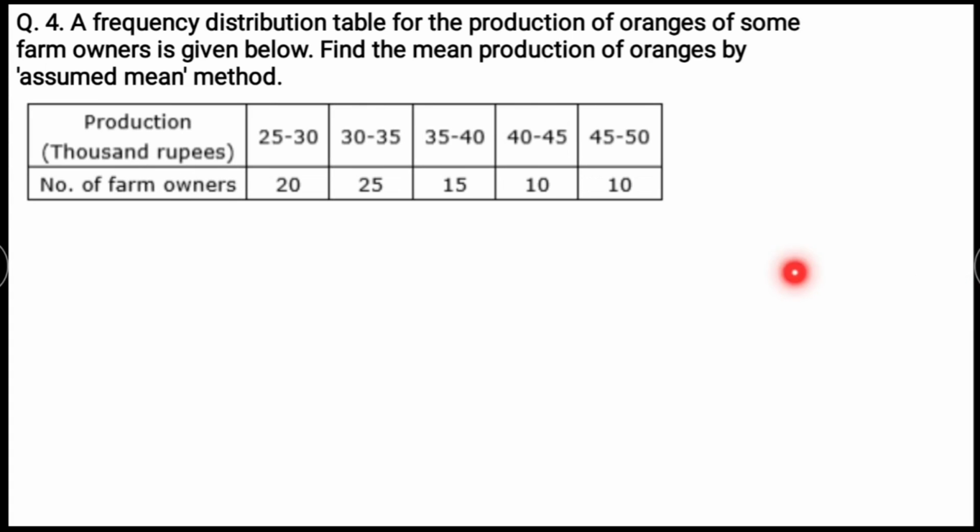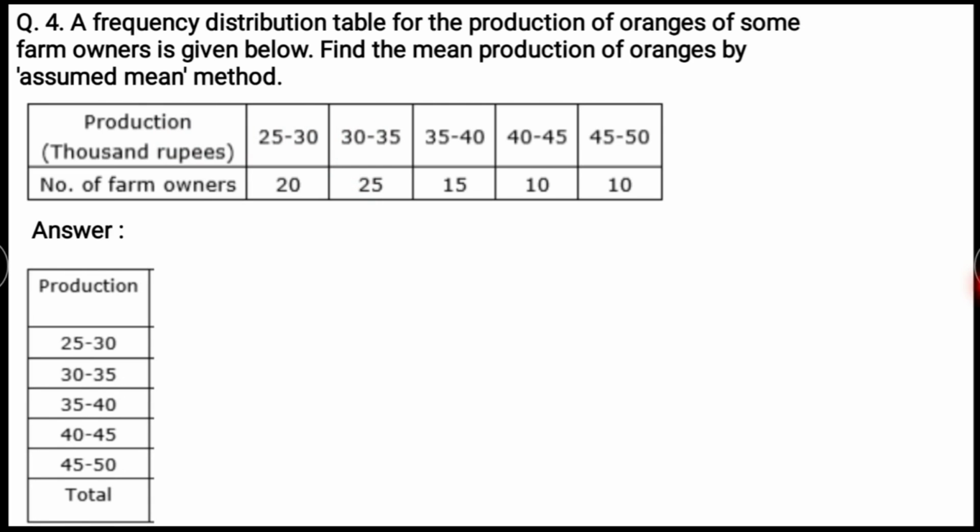Now see question number 4. A frequency distribution table for the production of oranges of some farm owner is given below. Find the mean production of oranges by the assumed mean method. So see the given data here. So we write this given data in the answer as, in the first column we write the production: 25 to 30, 30 to 35, 35 to 40, 40 to 45, 45 to 50.